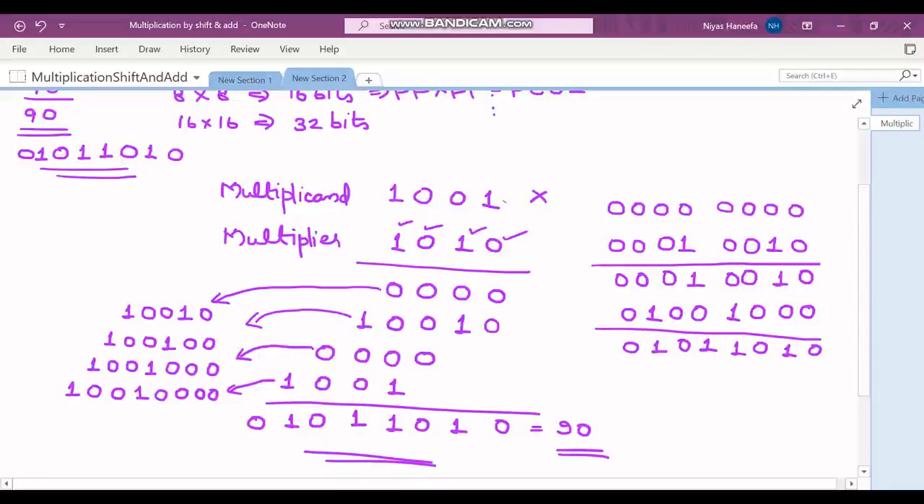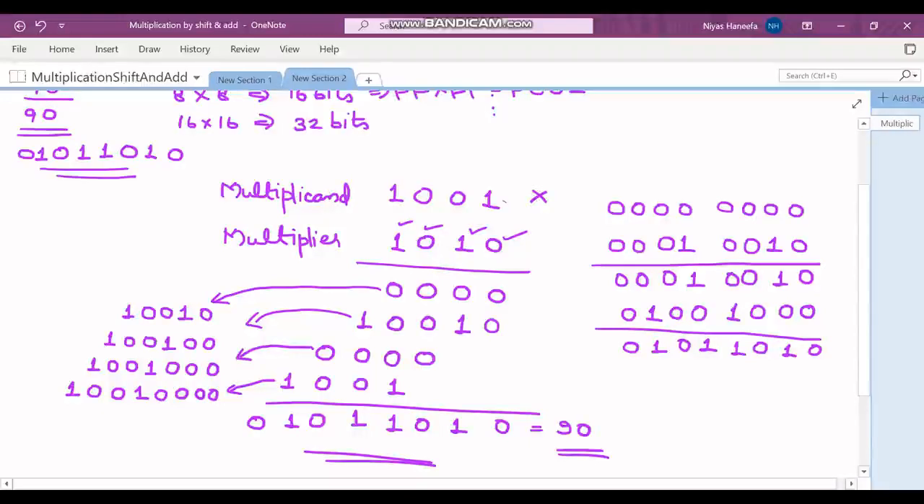So how many times do we have to do this operation? That is the size of the multiplier. Here the multiplier is 4 bits, so 4 times we have to repeat this operation of shifting and adding. The adding part will come if and only if the corresponding multiplier bit is 1. Irrespective of whether the multiplier bit is 1 or 0, you have to shift the multiplicand.